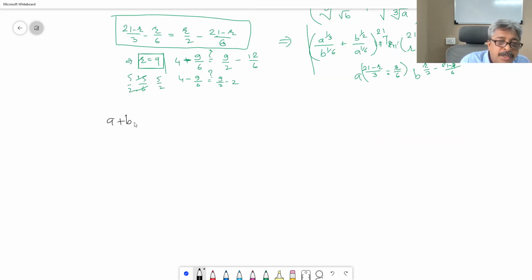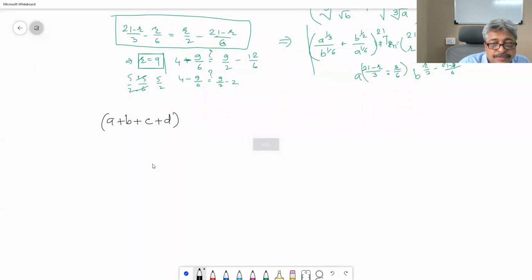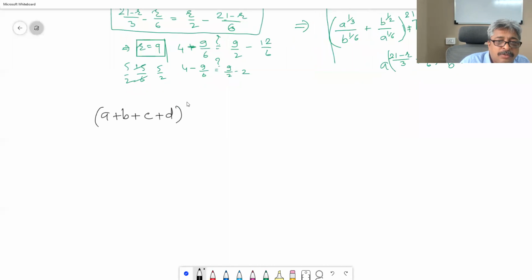A plus B plus C plus D, bracket raised to 100. Suppose we want to visualize the expansion of this term: A plus B plus C plus D raised to 100.